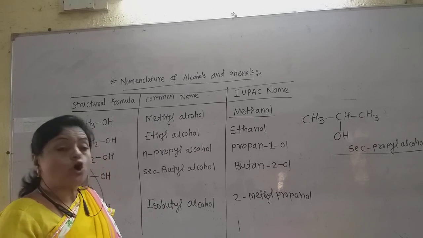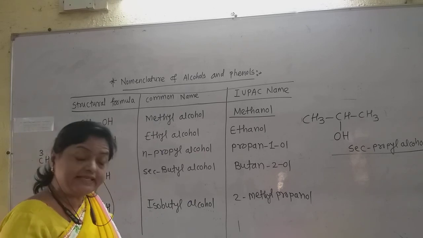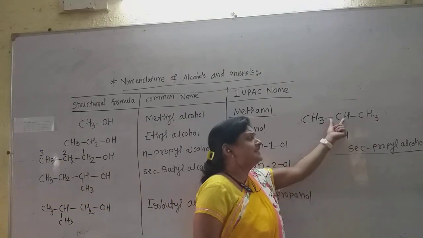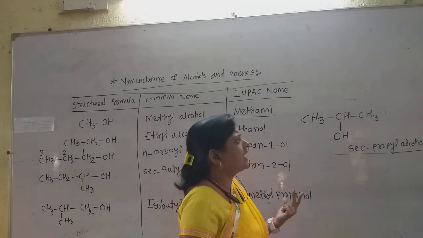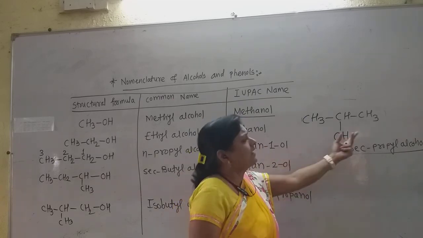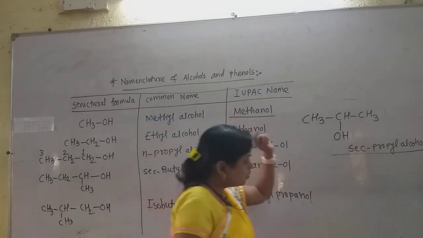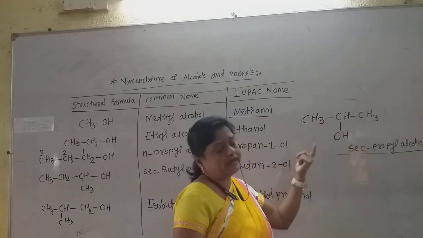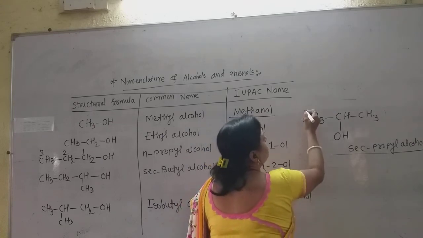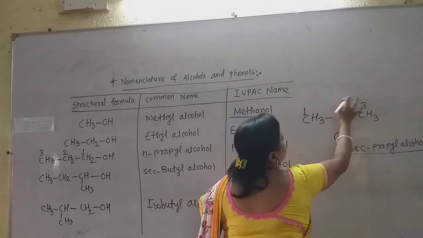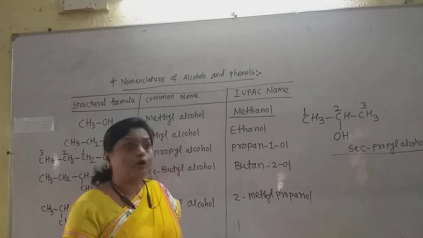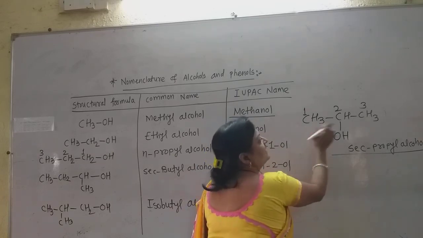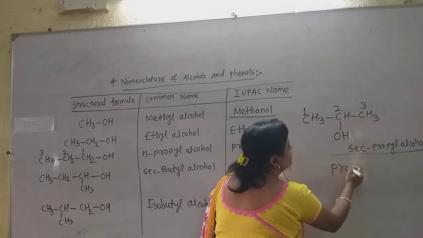But the IUPAC name of this alcohol is given by giving the numbers. Here the OH group is attached at the center carbon atom. So number the carbon atoms from the left-hand side or the right-hand side, it does not matter, because this OH group is always attached to the central carbon atom, and the number is 2. So let us give the number from this side: 1, 2, 3. Now what is the IUPAC name of this alcohol? Give the name from the parent alkane. As it contains 3 carbon atoms, the parent alkane is propane.